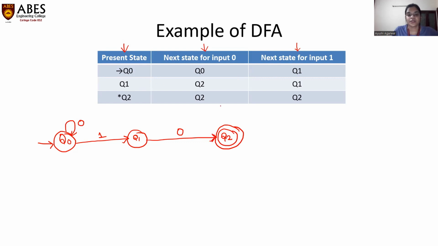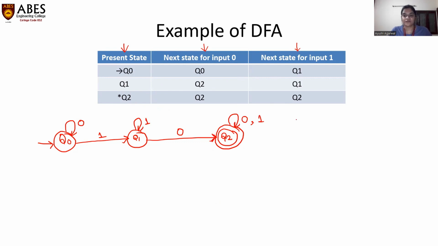From Q1, reading 1 we come back to the state Q1. Q2 is the final state, and yes, we have denoted it as a final state. From Q2, reading 0 we come to the state Q2. By reading 1 we also come to the state Q2. So this is the equivalent transition diagram for this particular transition table.